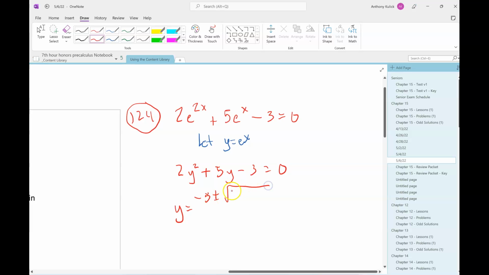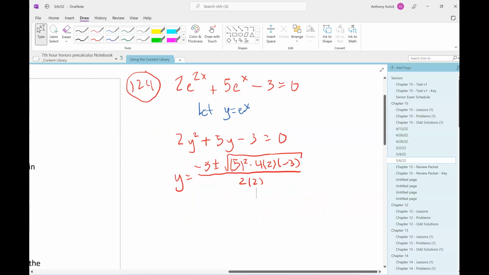I mean, it does factor. It'd be like what? 2y minus 1 times y plus 3, I think is what you do, but you know, we're not all math teachers where we can factor something like this in our head.